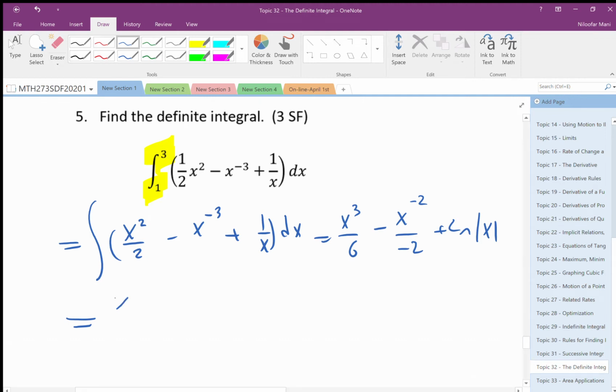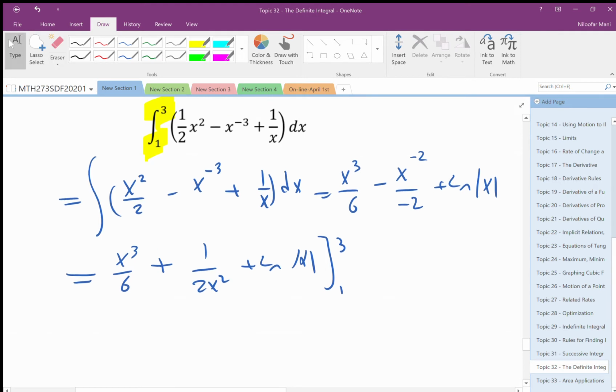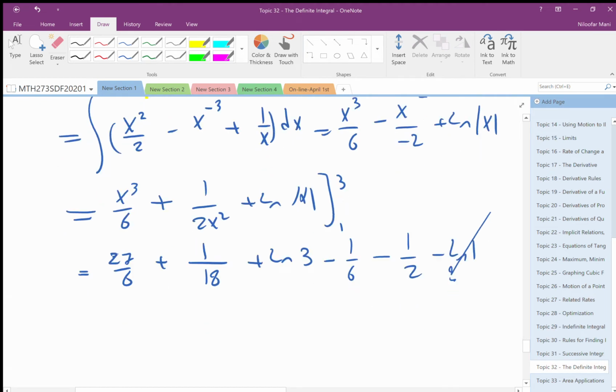Okay, so it's x power 3 divided by 6 plus 1 over 2 x squared plus ln absolute value x from 1 to 3. You don't need c. From 1 to 3, you have to substitute. It's 27 divided by 6 plus 1 over 18 plus ln 3 minus 1 over 6 minus 1 over 2 minus ln 1. This is 0. Okay, ln 1.